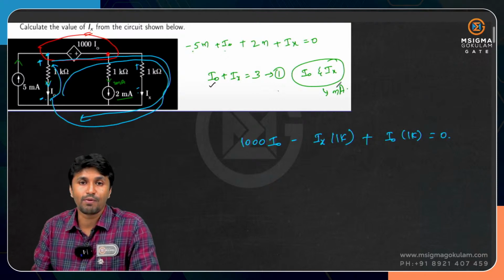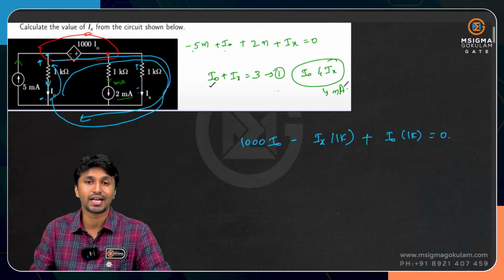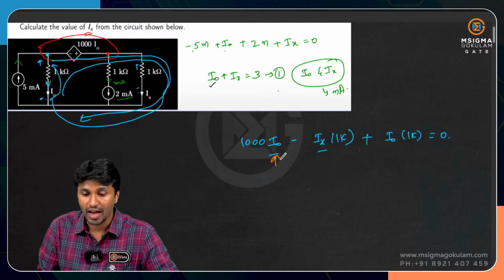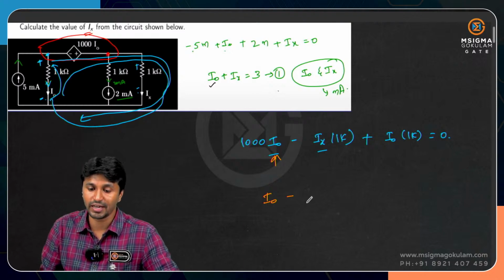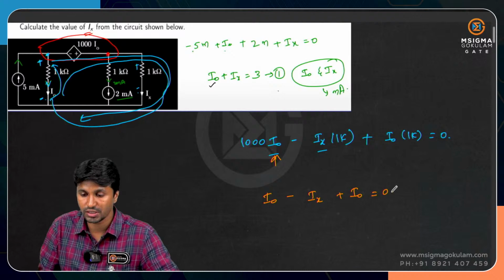Since we have made this assumption, what did we assume? The currents I naught and Ix are assumed to be in milliamperes. So I naught is in milliamperes, Ix is also in milliamperes. Milli multiplied by 1000 becomes 1, so this becomes I naught. Minus Ix is in milliamperes, here you have 1k, so milli into kilo becomes again 1, so this becomes Ix. I naught is in milli, again you have 1k, so this also becomes I naught, so this is equal to 0.